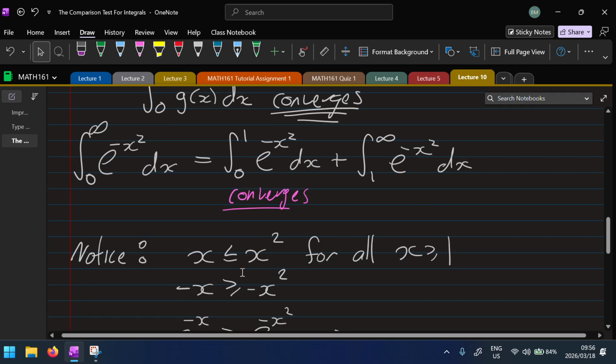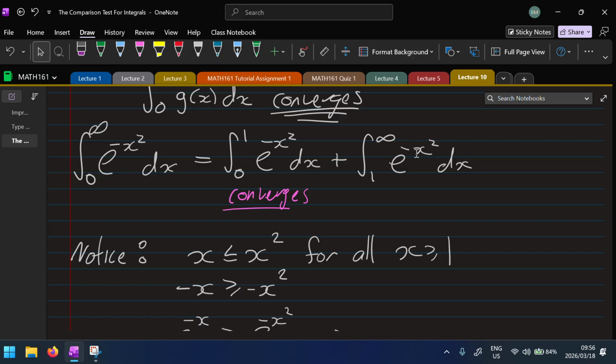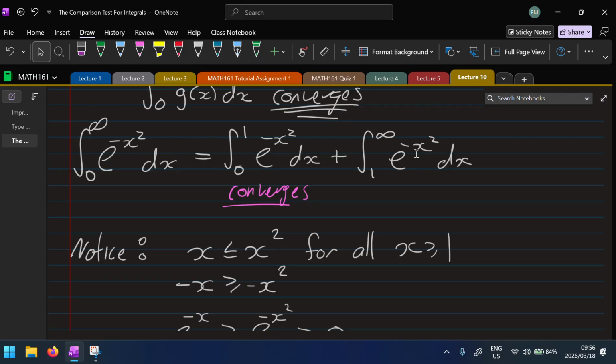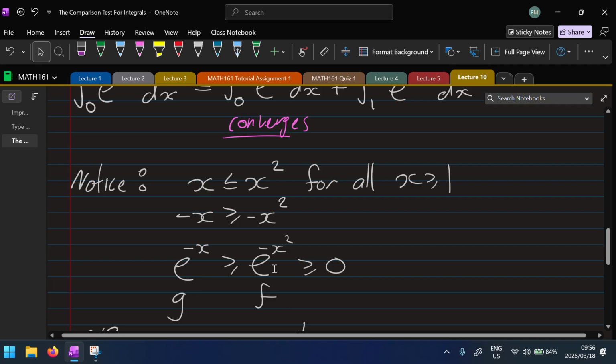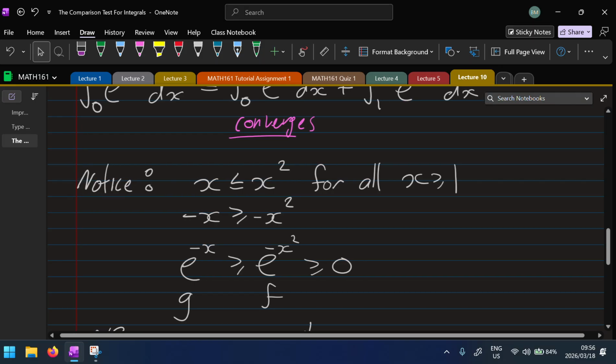Well, first we need to multiply both sides by -1 because this exponent is minus x squared. But we're still not done. That's not what we've got. That right-hand side needs to be e to the minus x squared. So we do the exponential on both sides. That gives us our next step. Now this middle one is f. This one is larger. That's what we wanted. We want a larger function, g.